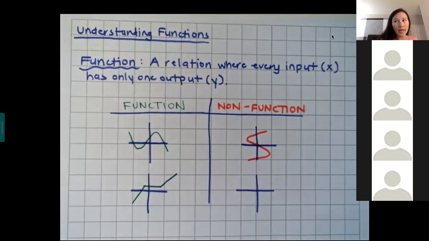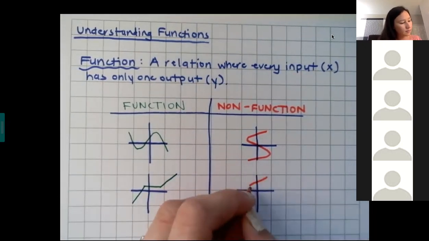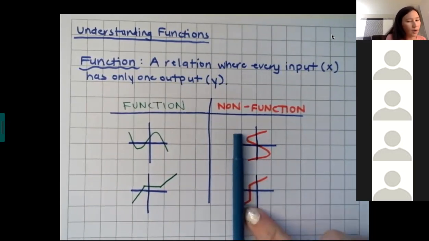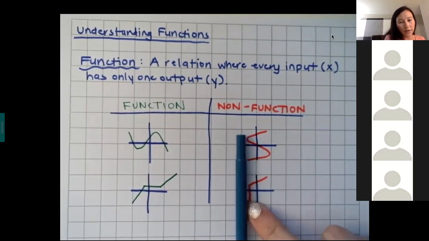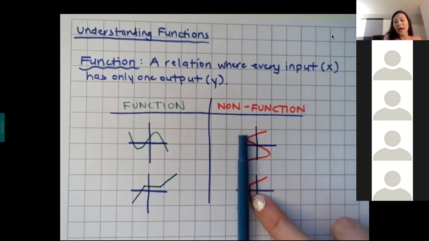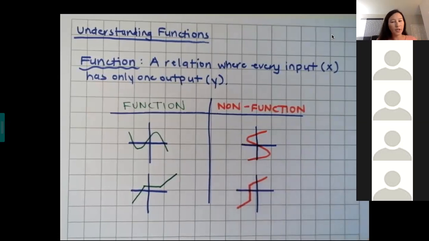Now, if we turn this, and now we draw a vertical line here, it only crosses once. Here, it only crosses once, but what happens right here? It crosses here, here, here, here, here, multiple times. So this one x value has a lot of different y values. And so that's why this one is not a function.